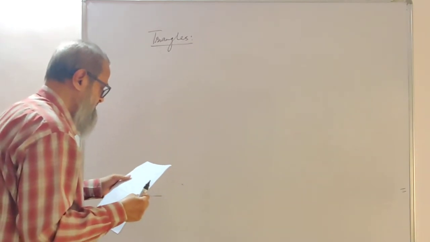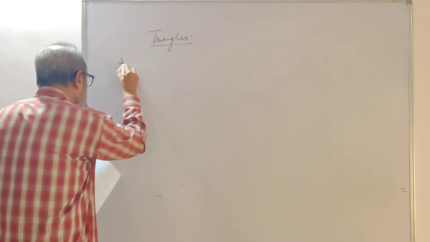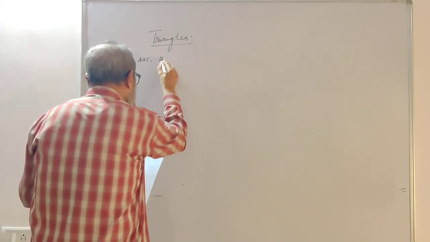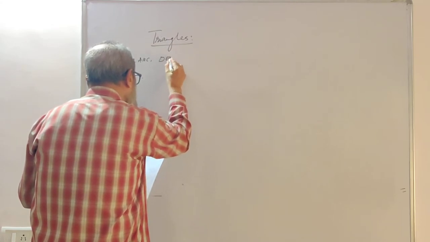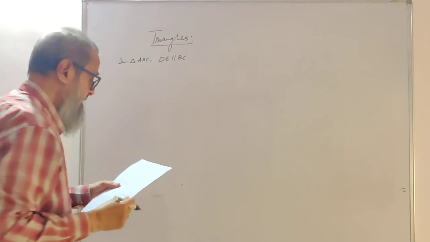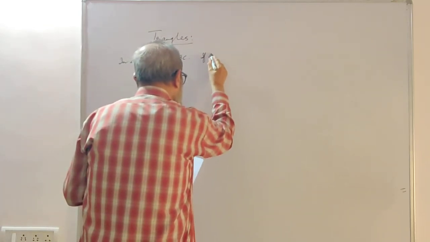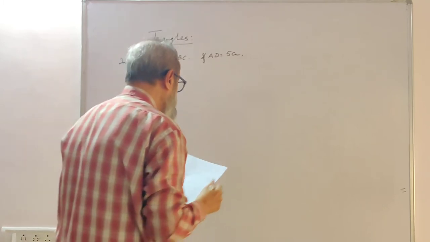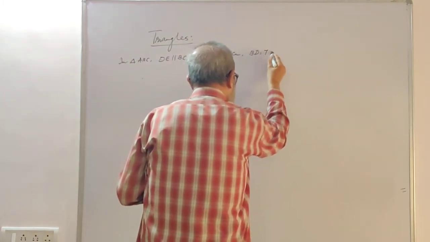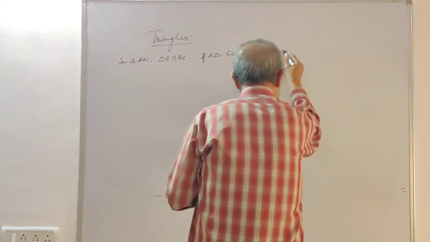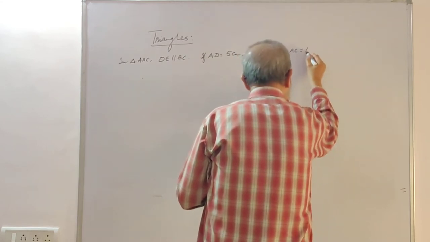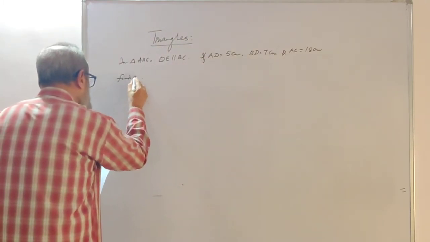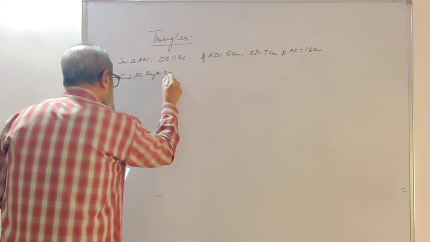In triangle ABC, DE is parallel to BC. If AD is 5 cm, BD is 7 cm, and AC is equal to 18 cm, find the length of AE. He says.